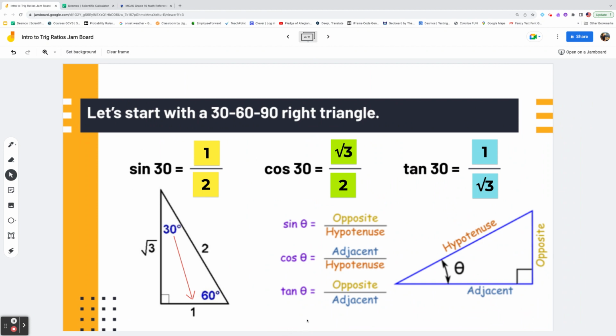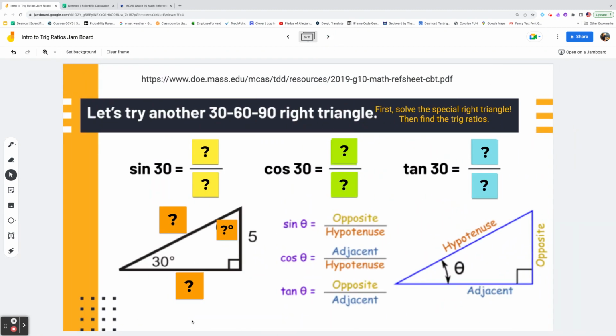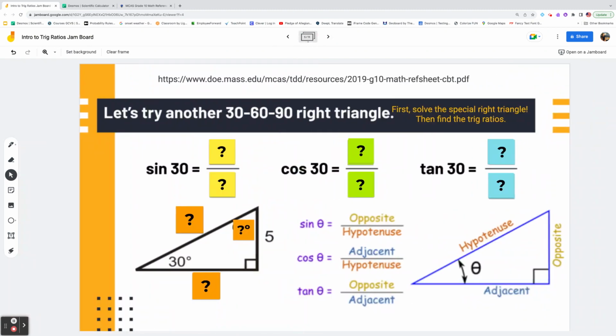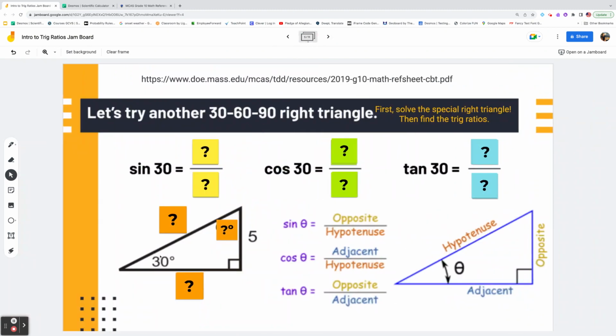And let's look at another 30, 60, 90 right triangle, but one with different side lengths. So now we have different side lengths. Instead of the short leg being 1, the short leg in this case is 5. What is the sine of 30 degrees? In the case of the other triangle, the sine of 30 degrees was 1/2. All right, so sine of 30 degrees. Remember, sine is opposite over hypotenuse. So it's 5, that's your opposite. And we want to think about what is our hypotenuse.